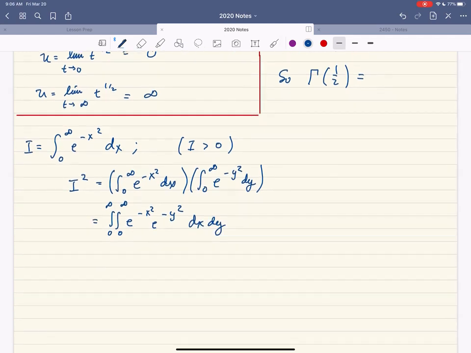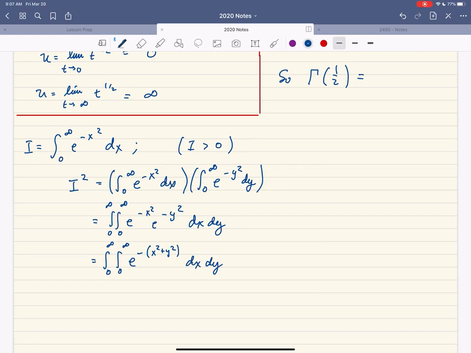This does not look any better, but it turns out it really is. This is the integral from 0 to infinity, integral from 0 to infinity, of e to the negative quantity x squared plus y squared, because if you multiply them you add the exponents, and then factoring out the minus gives a plus. So you get e to the negative quantity x squared plus y squared dx dy. And this integral is just absolutely shouting out for you to use polar coordinates.